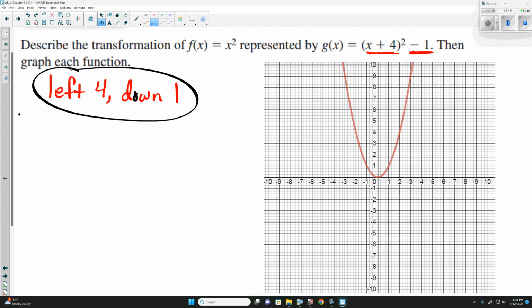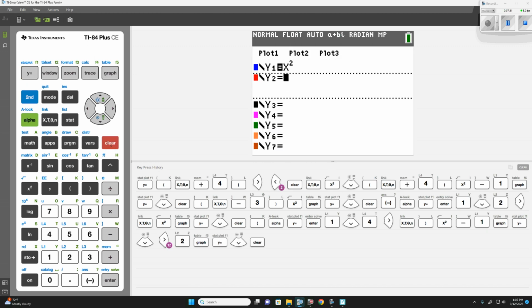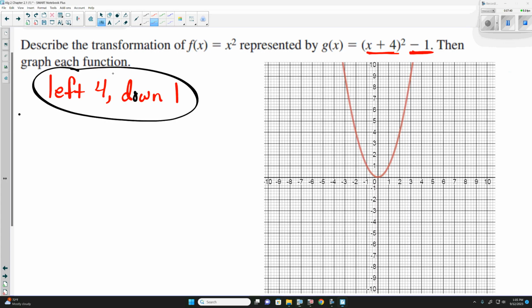Now it does say to graph the function. I don't put a lot of stock in having y'all learn exactly how to graph, because at this point there are so many different ways in technology that will graph for us. One of them is the TI-84 Plus graphing calculator. I typed in y equals x squared. It graphs the function, so there's not a whole lot of reason for us to graph it.